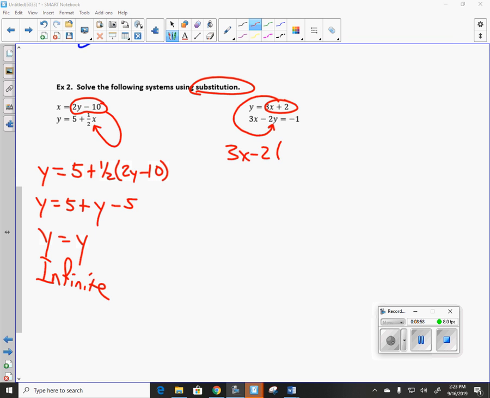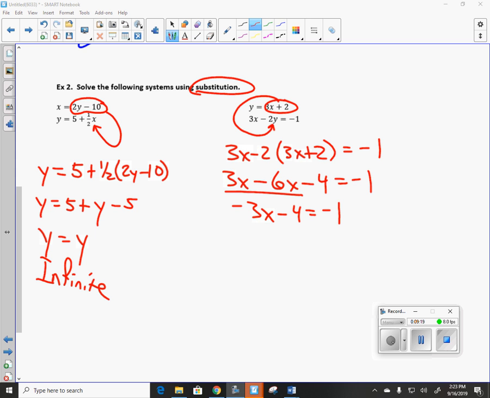3x minus 2 times 3x plus 2 is equal to negative 1. You distribute the negative 2, 3x minus 6x minus 4 equals negative 1. Solve for my x's. Negative 3x minus 4 equals negative 1. Add the 4. Negative 3x is equal to 3. Divide by negative 3, so x is negative 1. Did you get negative 1 for x? So what do we do for y?